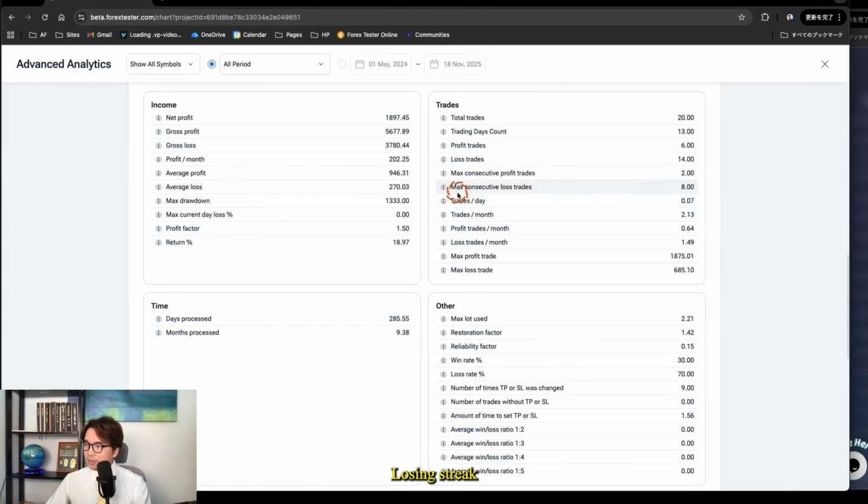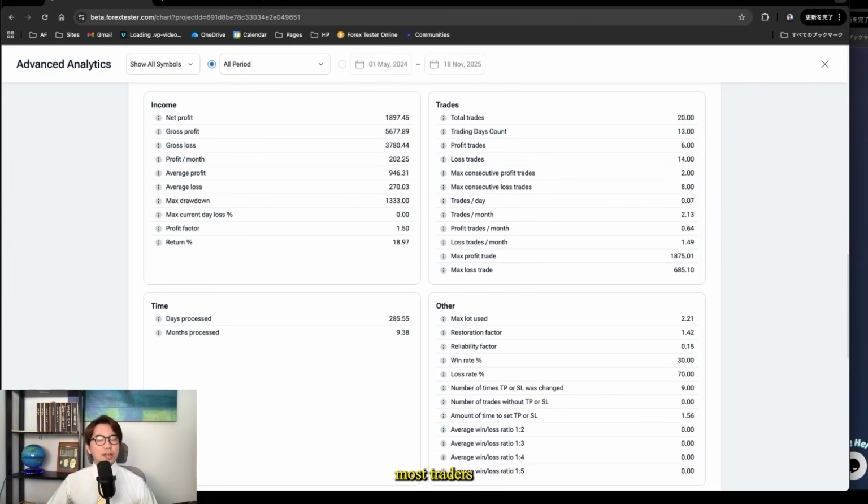Losing streaks, consecutive losing trades, 8 was dangerous. Reliability factor 0.15, which tells me it needs improvement. And most importantly, something was producing too many low quality trades. When you see 20 trades in less than 9 months of data, that's fine. But when 14 out of 20 are losses, you have to stop and review.